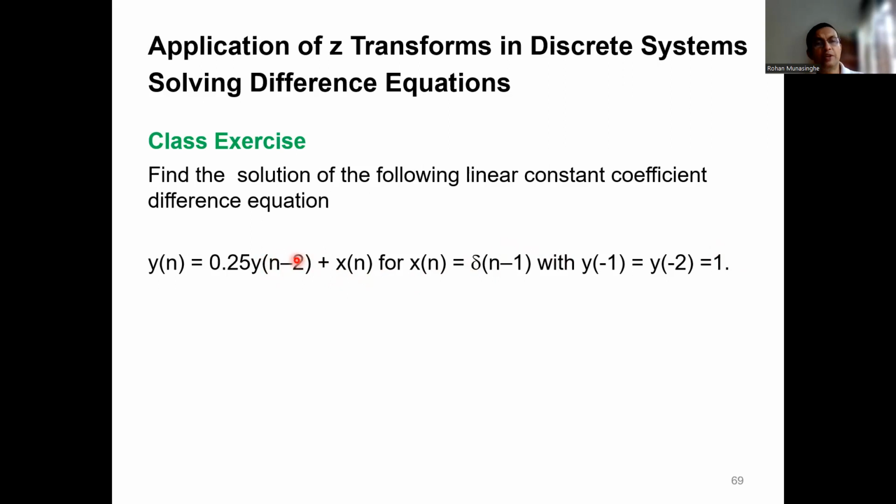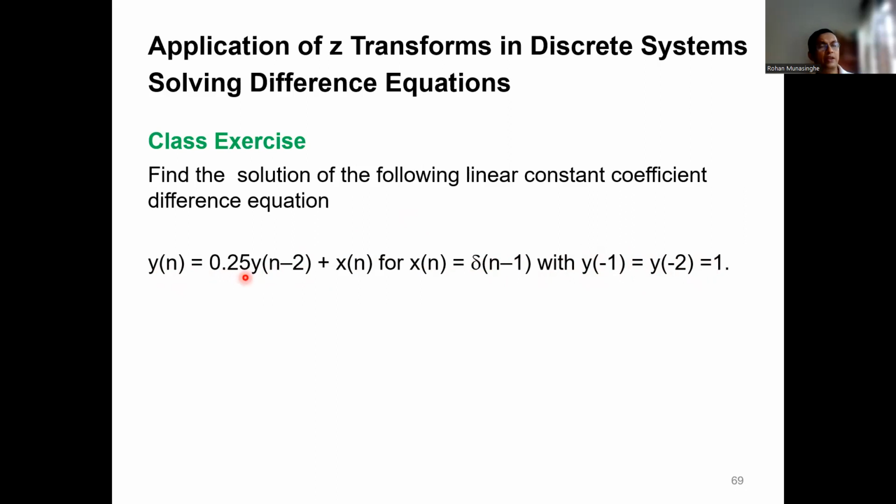So why don't you give it a try? You have the difference equation and you have x[n], and you are given the initial conditions, y[-1] and y[-2]. Take a little time, 2 or 3 minutes, and find me the solution of the difference equation. That is, what is y[n]?